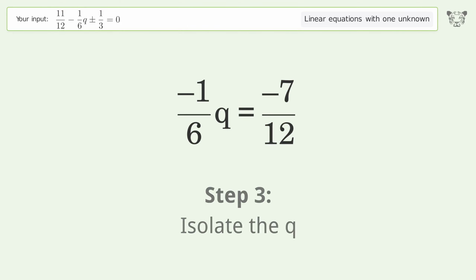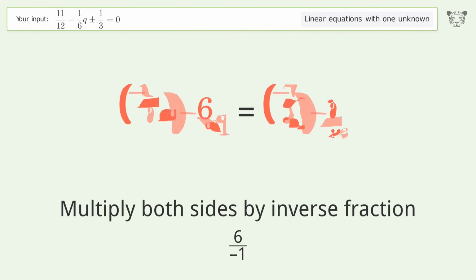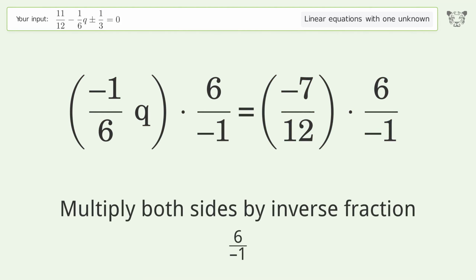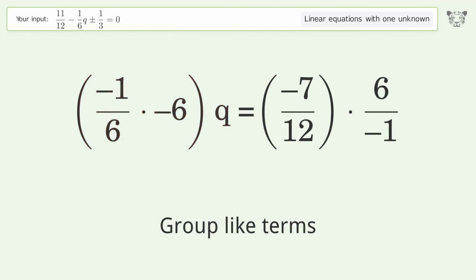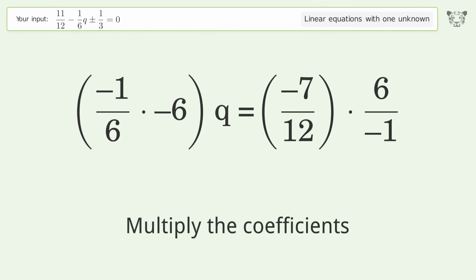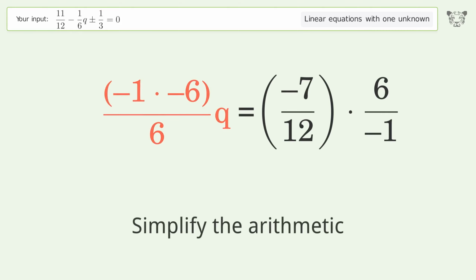Isolate the q. Multiply both sides by inverse fraction 6/-1. Group like terms. Multiply the coefficients. Simplify the arithmetic.